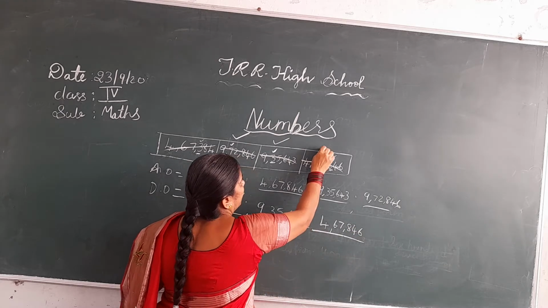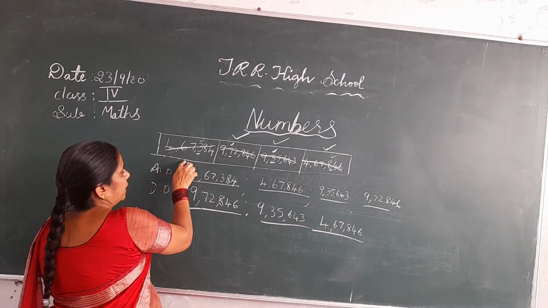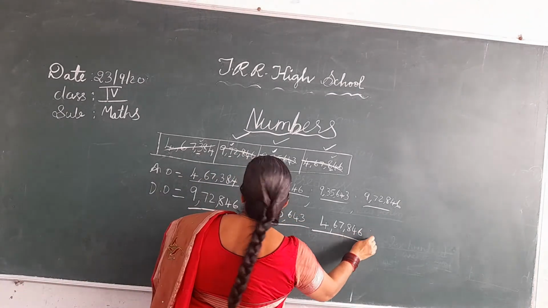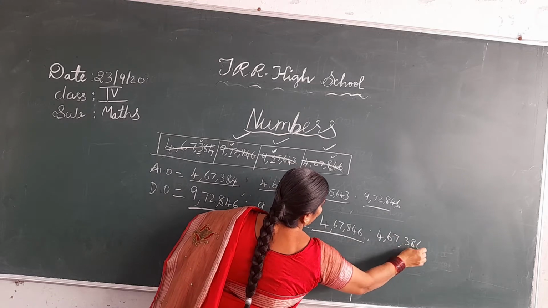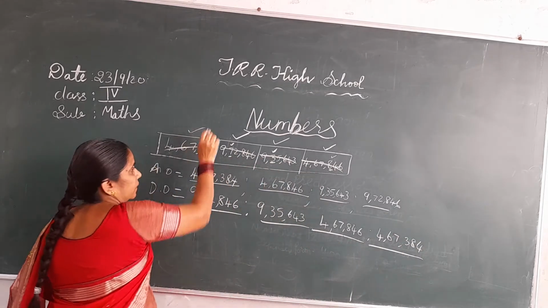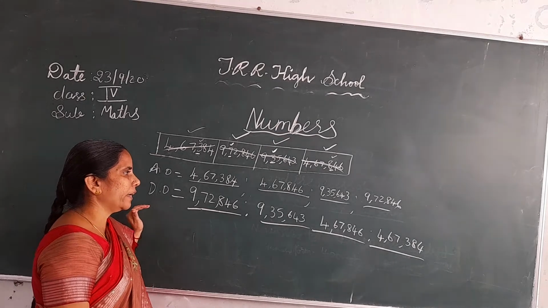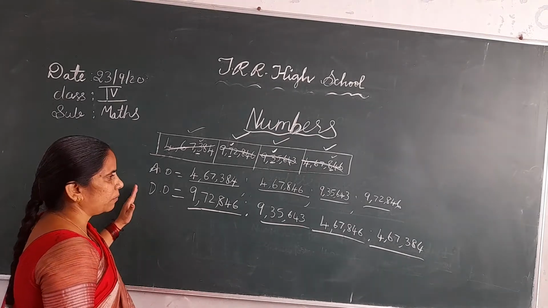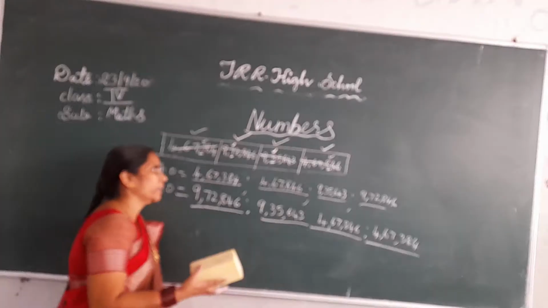4,67,846. Tick it. Next, the last number, whatever number is remaining, you write here: 4,67,384. Then like this you will write ascending and descending order. And this is the revision part. Last time only we completed this part, ascending and descending order.